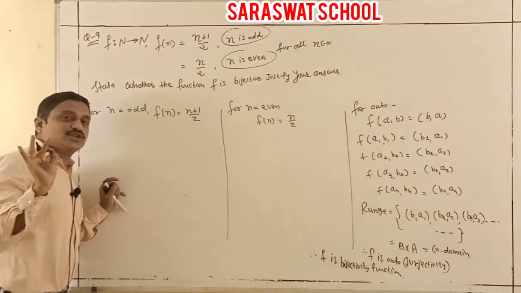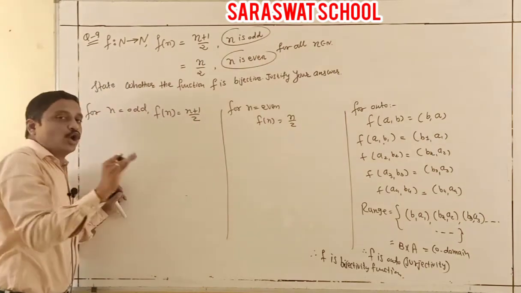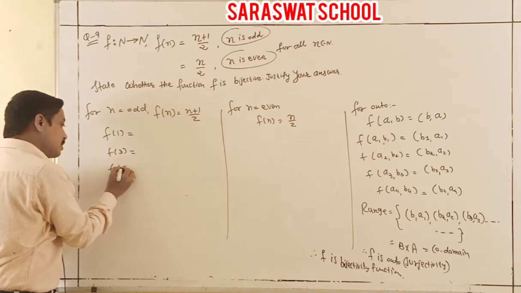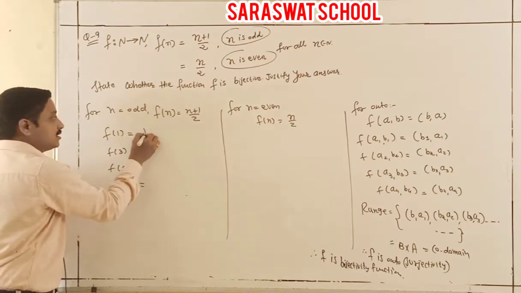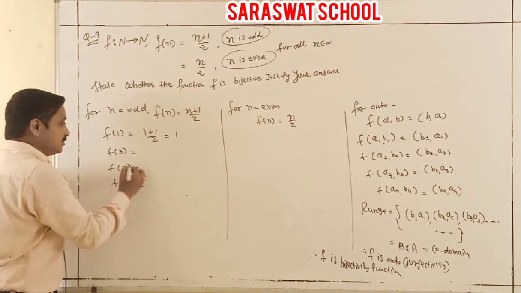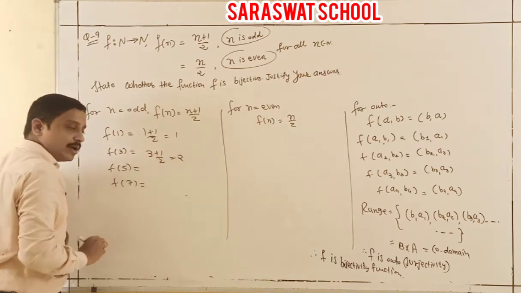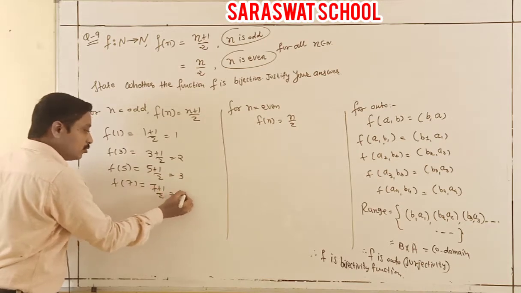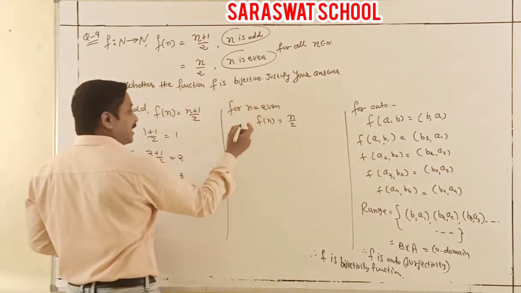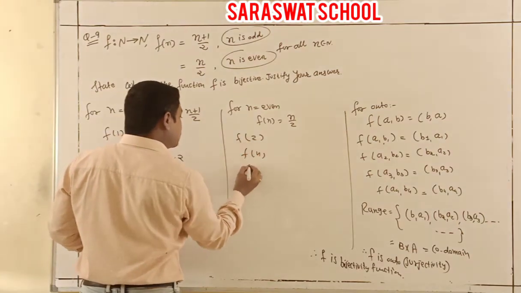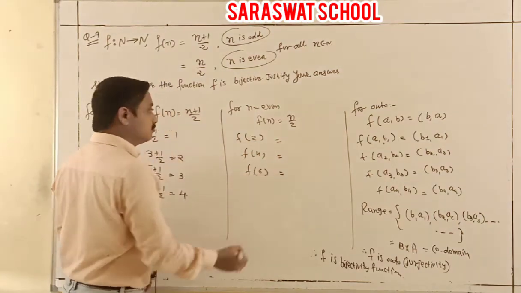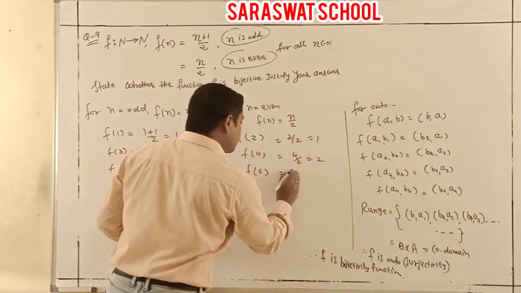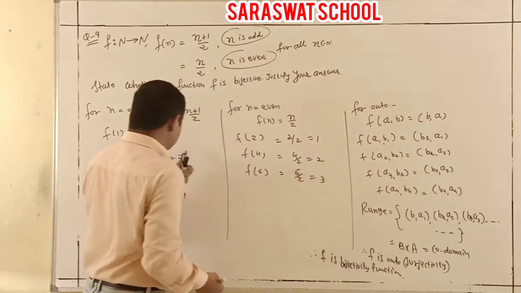So I am taking some odd natural numbers, just like 1, 3, 5, 7. Surely you get some answers. 3 plus 1 by 2 is 4 by 2, 5 plus 1 by 2 is 6 by 2, 7 plus 1 by 2 is 8 by 2, which is 4. Similarly, on this side you take some even natural numbers and you get the values: 2 by 2, 4 by 2, 6 by 2. Yes, it is repeated data.